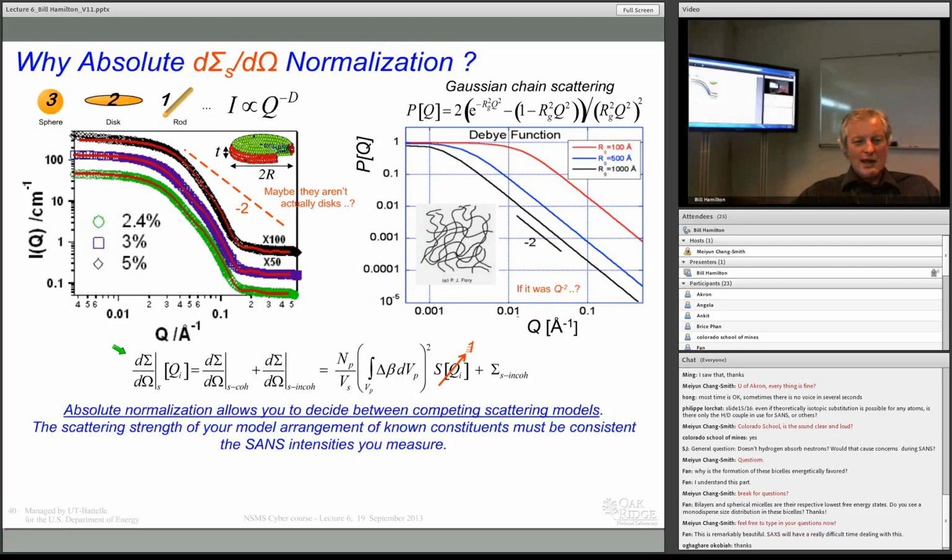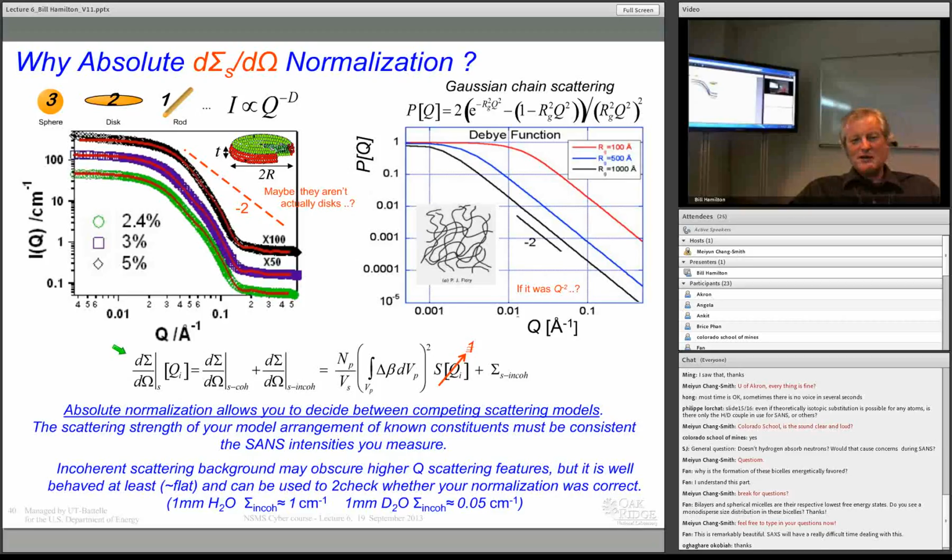And what absolute normalization forces on you is that you have to decide between competing models. You know how much material you put in, you know how much scattering power that will be in that model, and you know how much scattering strength is in there. So we know that the bicelles are forming little chunks. They're not forming big goofy tubes because there's simply not enough scattering strength for the tubes. There's not enough material to make that.